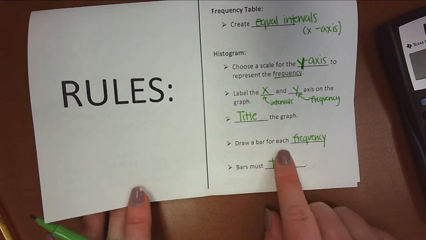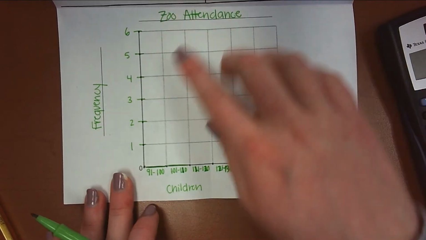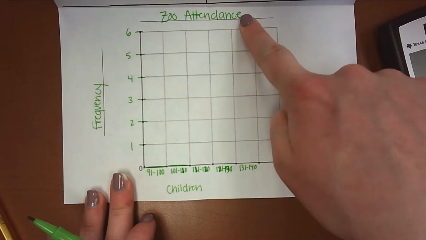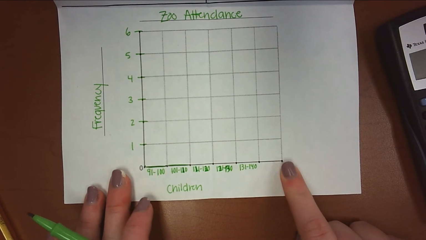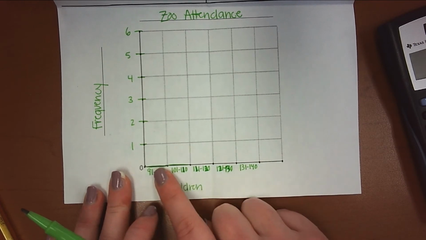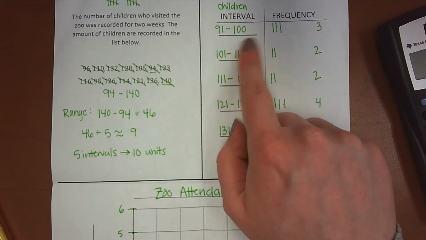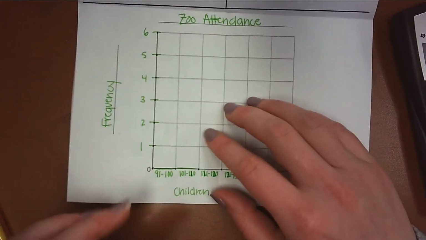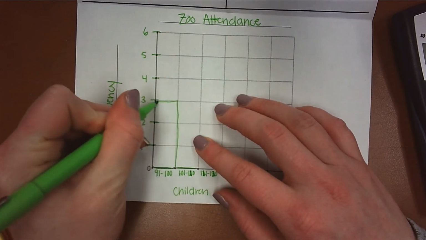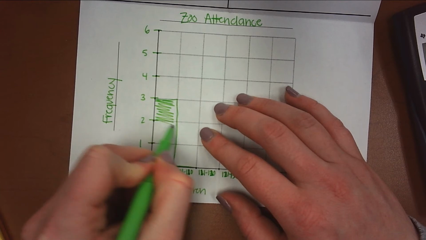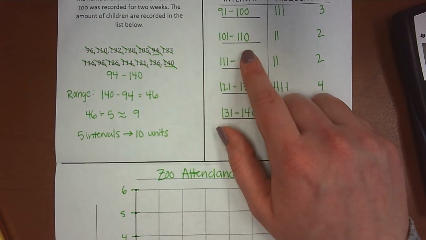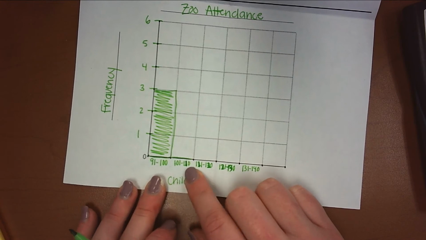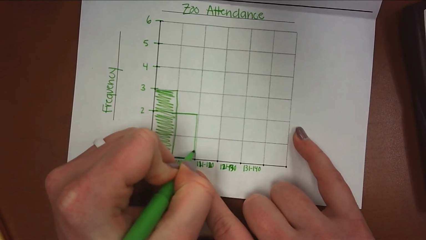After we title, we can draw a bar for each frequency. So now that we've got all of our axis labels on here, we've got our title, we've got numbers listed, we can now graph each bar. So from 91 to 100, the frequency was 3, and so from 91 to 100, I'm going to draw a bar that goes up to the 3 on the frequency and fill it in here. Then I have 101 to 110, the frequency was 2. So on my histogram, 101 to 110, I'm going to go up to the frequency of 2.